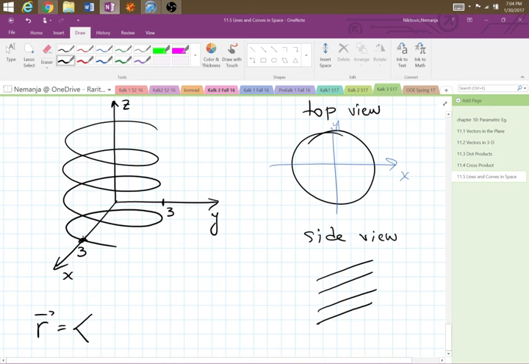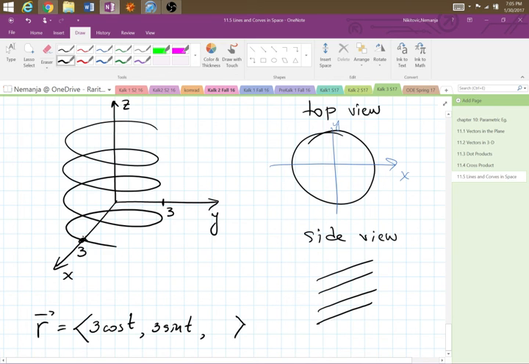What are my chapter 10 experts? Yeah, chapter 10 experts. Let's go. Yes, 3 cosine t and then 3 sine t. So think of this as your x equation, this is your y equation. x equals and y equals. And all I need now is the third equation, the z equation, which is the new feature.